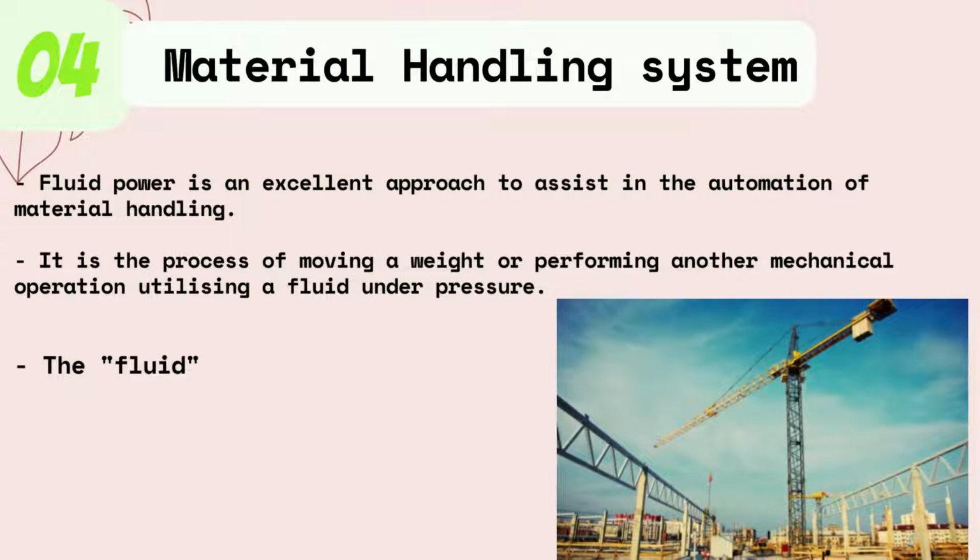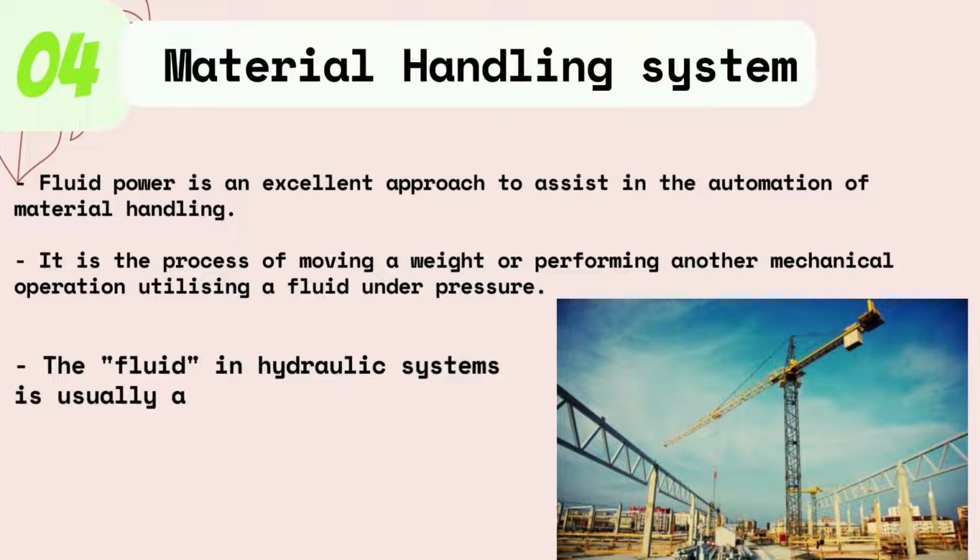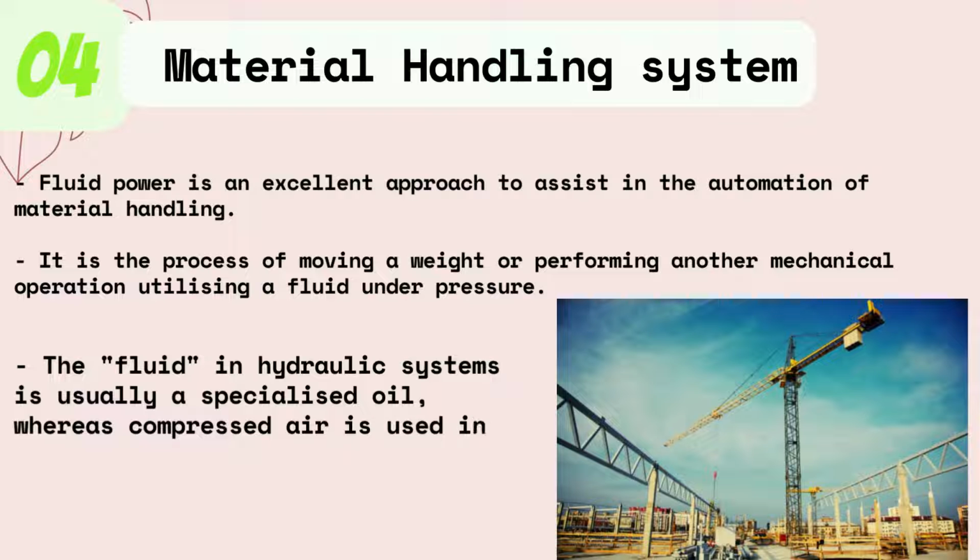Next application, material handling system. Fluid power is an excellent approach to assist in the automation of material handling. It is the process of moving a weight or performing another mechanical operation utilizing a fluid under pressure. The fluid in hydraulic systems is usually a specialized oil, whereas compressed air is used in pneumatic systems.